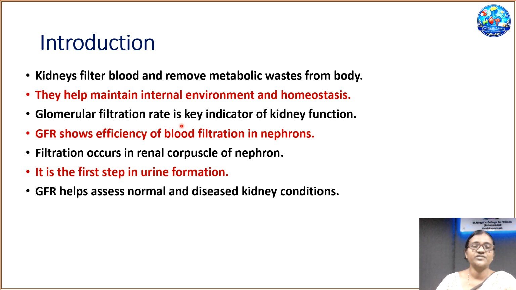So glomerular filtration rate is a key indicator that tells us how a kidney is functioning. GFR shows the efficiency at which the blood is filtered at the nephrons. The filtration basically takes place at the renal corpuscle, the cup-shaped part of the nephron. Filtration is the first step in urine formation, and determining glomerular filtration rate helps us to assess the normal functioning of the kidney or to even identify the diseased conditions of the kidney.